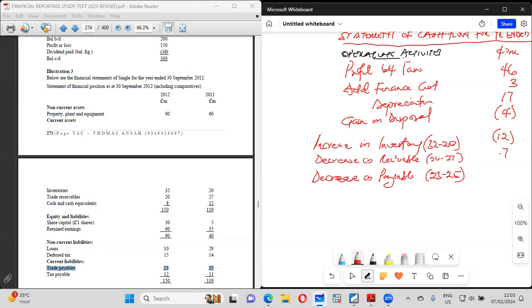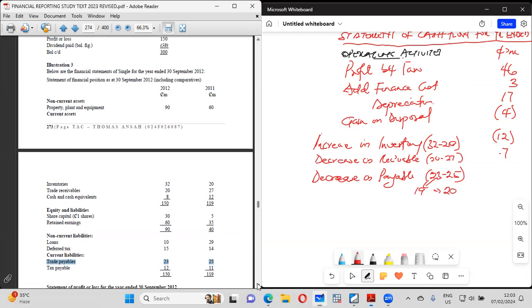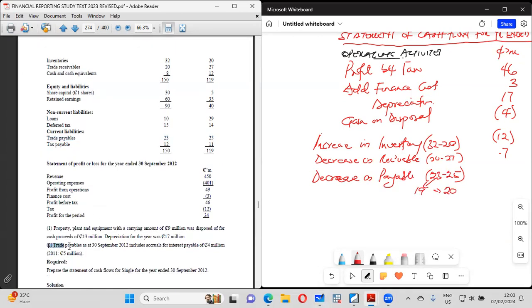leaving us. But you have to be careful, because the question said that included in this 23 was a 4 million, which was for finance cost. Don't forget that. So if we take the 4 million out, we'll be left with 19, right? And it says that last year's too included a 5 million, which means that this one too will be what? 20. So this is it. You have to be very, very careful about that. All right. So the decrease in payables is actually how much? It's actually 1. And if it is 1, it tells us that we have paid.